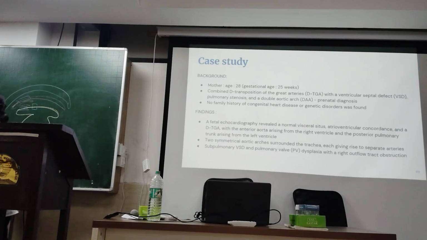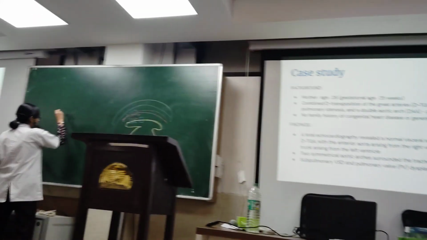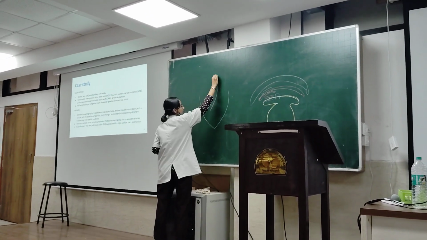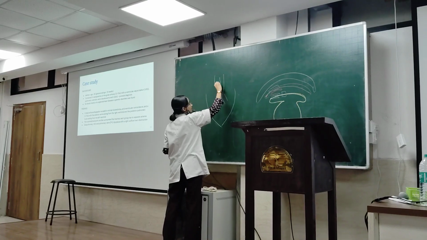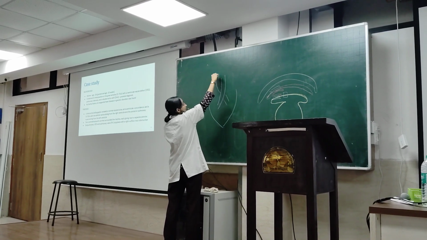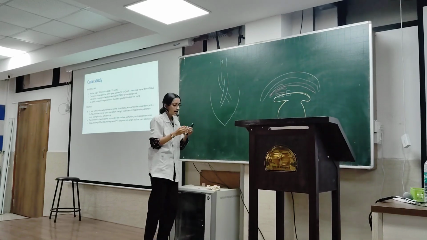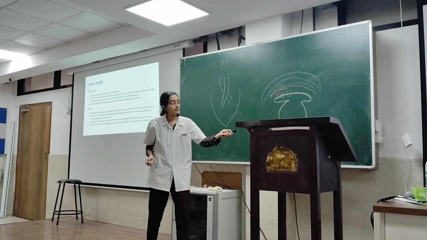A double aortic arch refers to, usually what you see is, if this is your ventricle, and this is the pulmonary trunk which is arising, and this is the aorta which is arising. Usually the aorta forms an arch over here, and there's a trachea which is present posteriorly. And in double aortic arch, what happens is, I'll show this diagram.